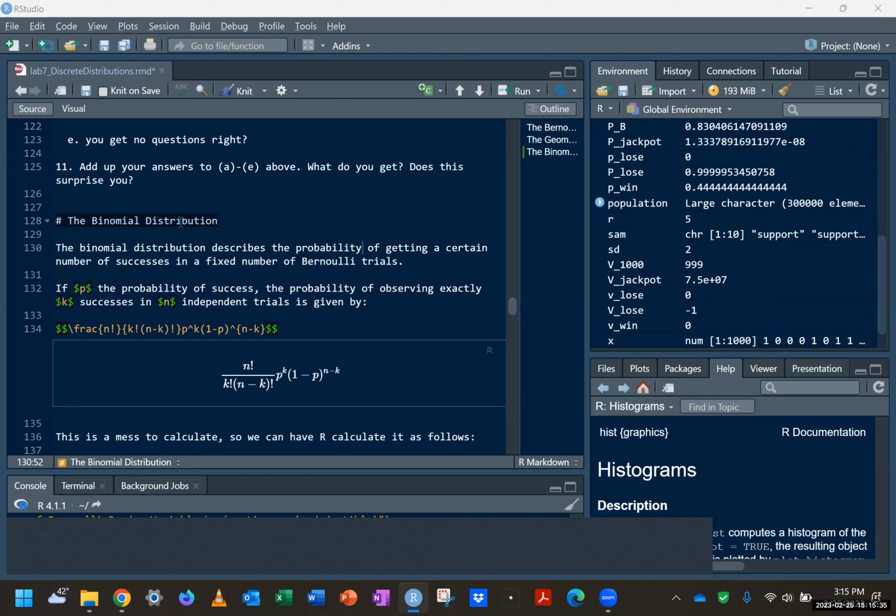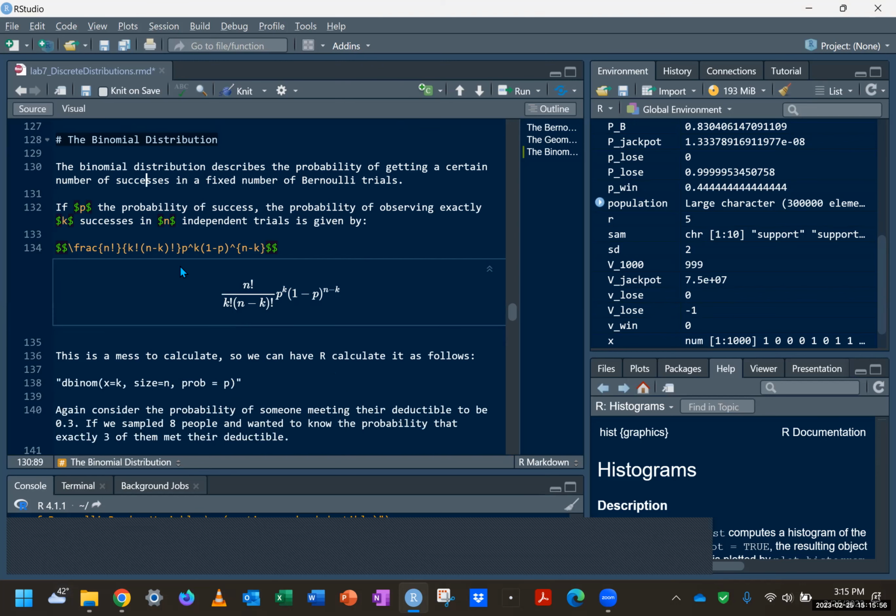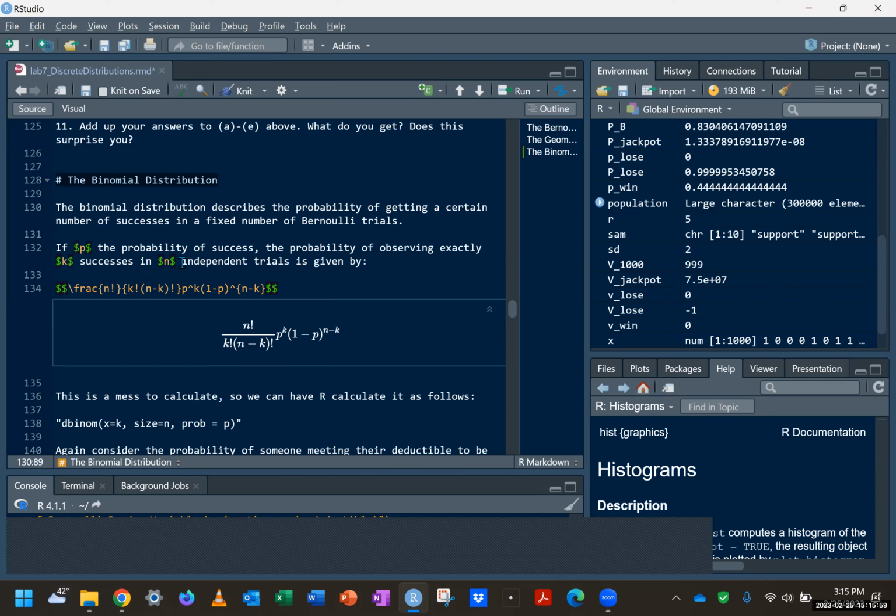And now we have the binomial distribution. This is the one that's mathematically the most complex, so we're going to use a function to calculate it. So what is a binomial distribution? It describes the probability of getting a certain number of successes in a fixed number of Bernoulli trials. So if I have 10 people in a room and I consider that a sample, what's the probability that exactly half of them is female, exactly half of them is male, or 2 of them are male? That would be considered a binomial distribution.